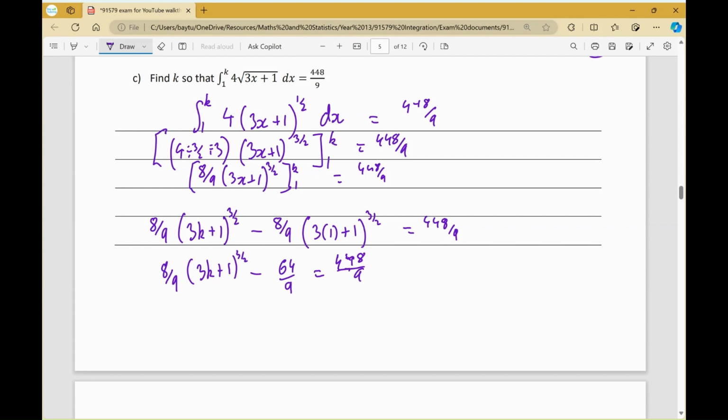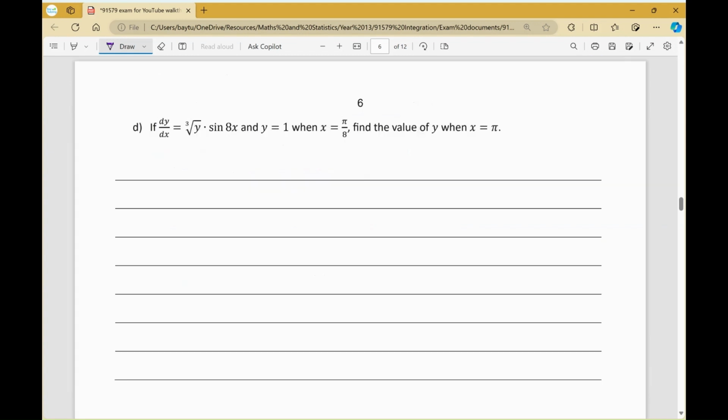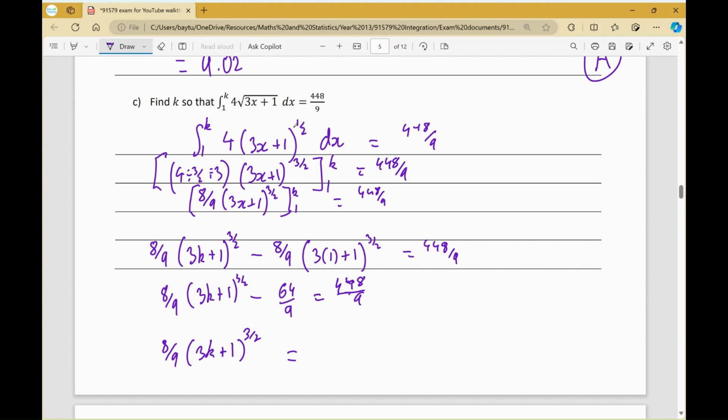So now what we are going to do is take that 64 over 9 to the other side and just add that to both sides. So just going through a process of getting k by itself, which we will eventually get there.